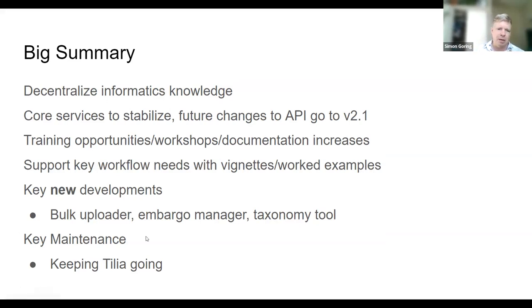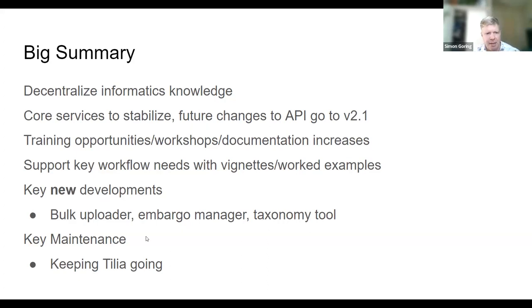I think there's also some key maintenance. So we have talked about keeping Tilia going, small fixes to Tilia. There are bigger pieces that need to be fixed as well to keep Tilia usable. But I think one of our big challenges right now is that we are serving a lot of different user communities, and those demands are bigger than our capacity to support Tilia.